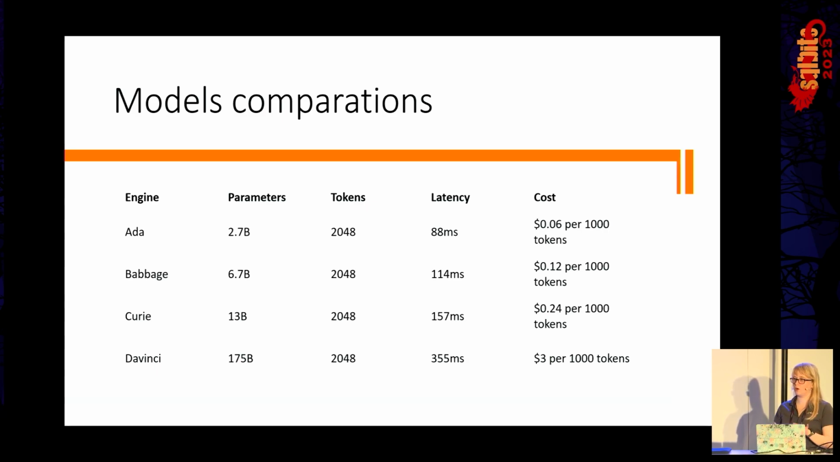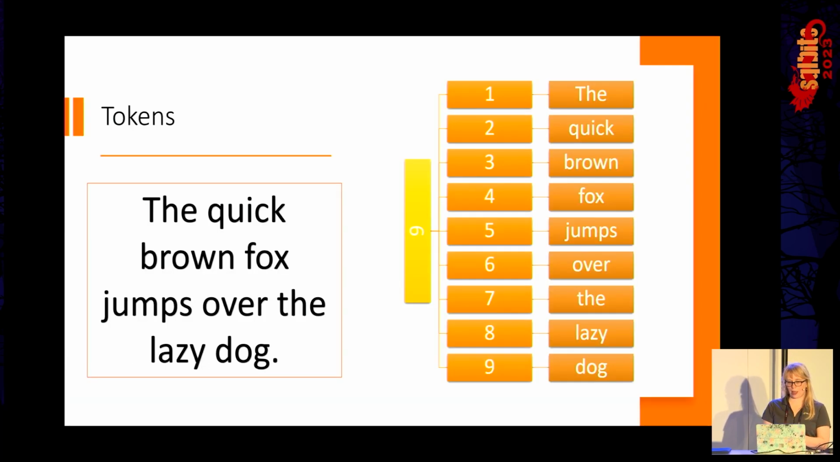But there is some model comparison. Most of them do similar things. It's just the cost and how many tokens they're using, what kind of parameters, and how accurate they are. And when we're talking about tokens, tokens are like each word that we're putting in the call. So like here we have the quick brown fox jumps over the lazy dog. It's 9 tokens that we'll use for Azure OpenAI.